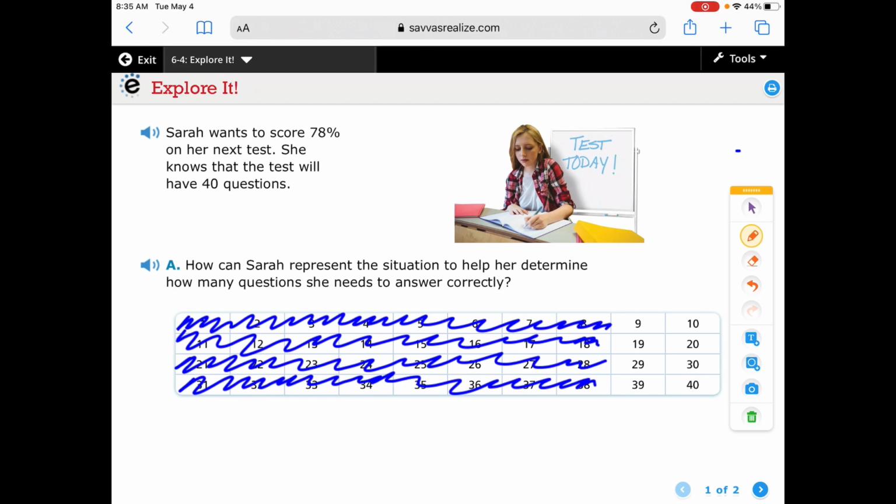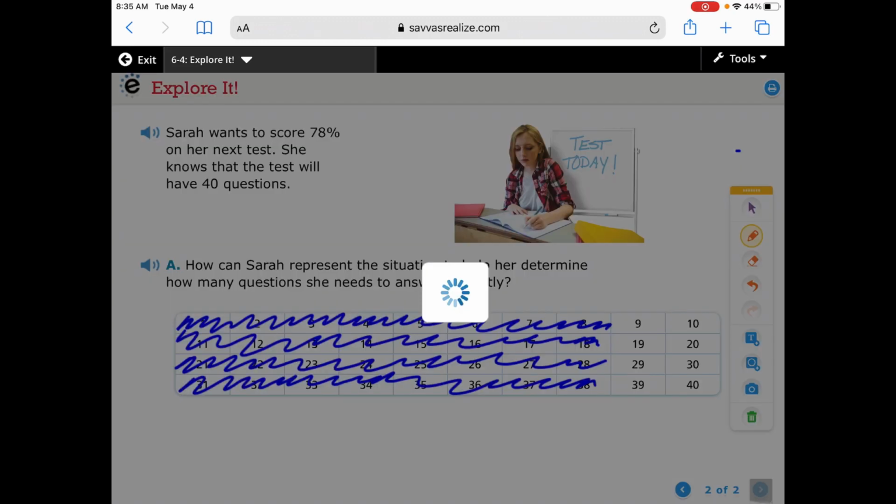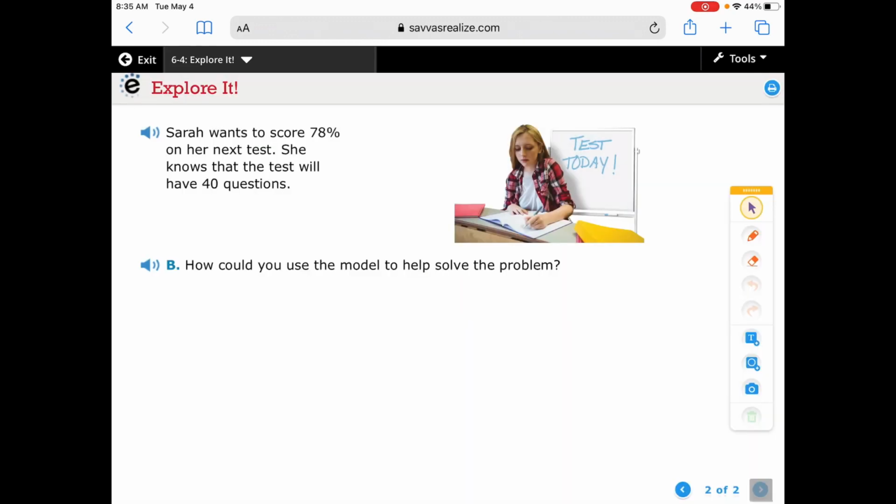All right, so let's take a minute to do that. Now, it could be any. I just picked these ones random because it just makes it easier on me. And then for part B, it says, how could you use the model to help solve the problem?